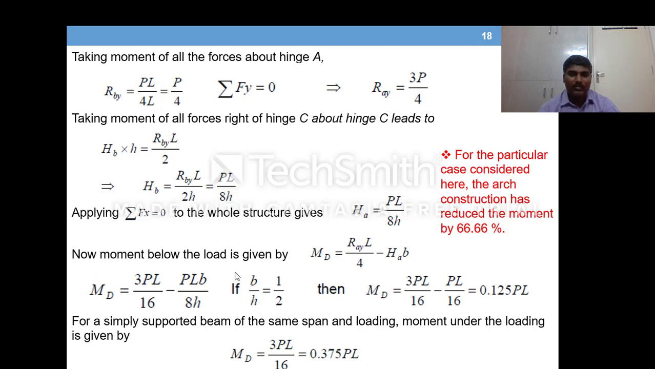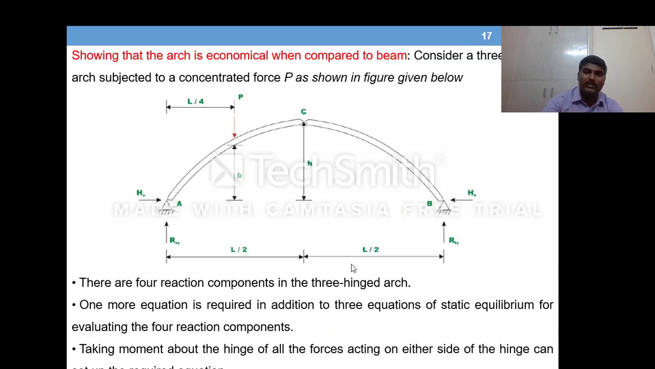Now the bending moment below the load is given by this. Okay, so for the bending moment below the load, I need this point. So it is RAY into L by 4, then H into y. Okay, this is the value.